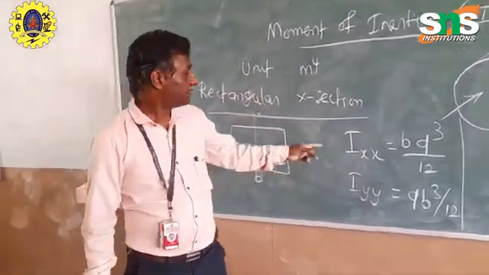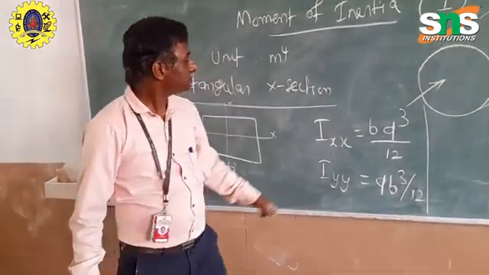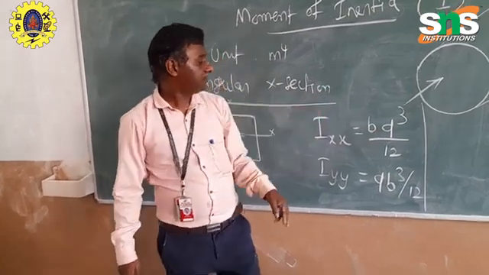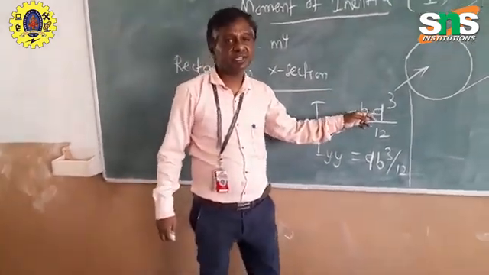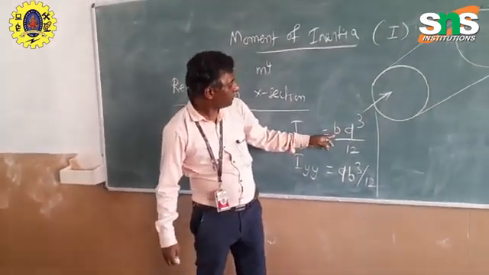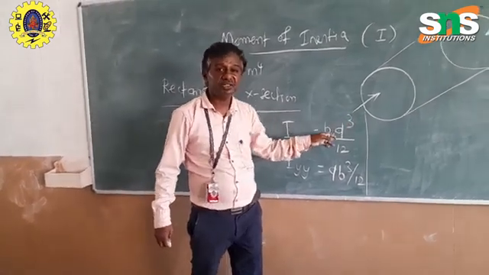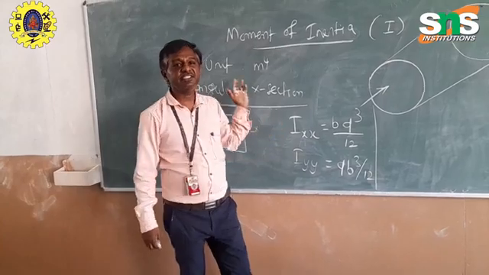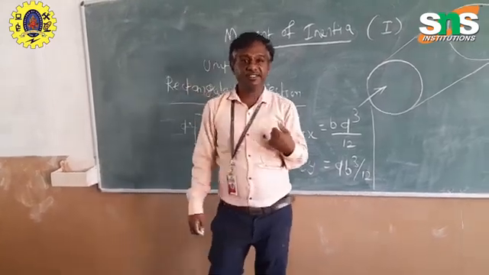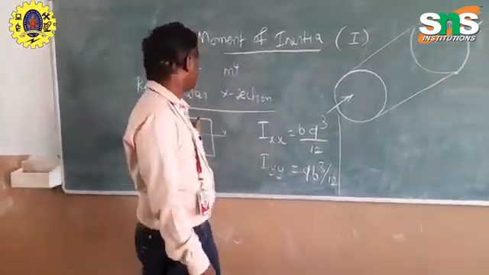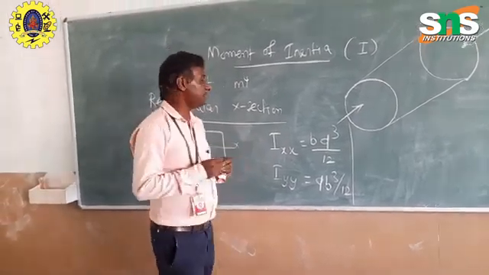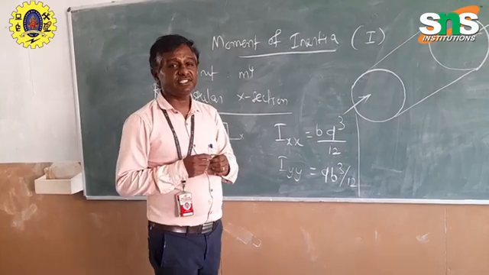Now from that you can work out the unit. Both b and d have the unit of distance, centimeter, meter, millimeter. So millimeter into millimeter cube, or meter into meter cube, so meter power 4 will be the unit. Generally this is called area moment of inertia. We are considering only the cross sectional area alone.